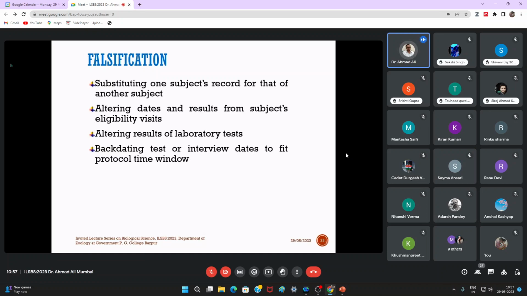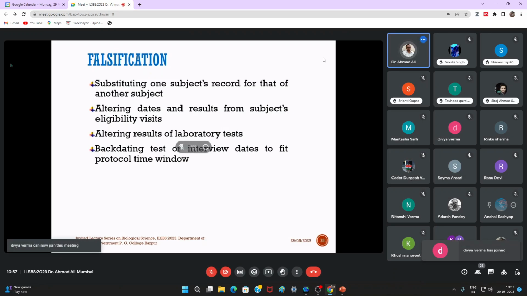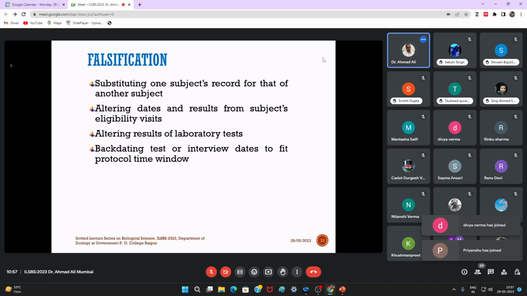Backdating test or interview dates to fit the protocol time window. For example, the study has been conducted on 10 animals, but it is shown that the study has been conducted on 100 animals. For each control group, when you are working on animals, you have to have 5 or 6 animals to make the statistical analysis, but instead one keeps only 2 animals or something like that.